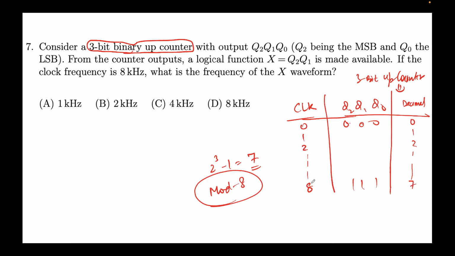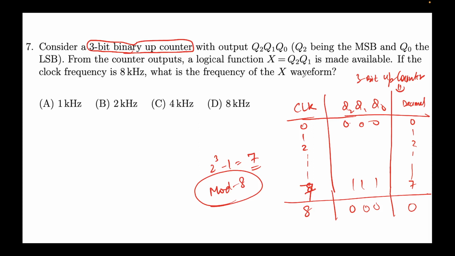I can say 7th clock because we put 0, 1, 2, 3, 4, 5, 6, 7. Yeah, if this is 0, then at the 7th it will be here, and at the 8th it will be 0, 0, 0 again, and the output will come out to be 0. As there are 8 clock cycles, right? The clock frequency is 8 kilohertz. So whatever clock is operating, it's operating at 8 kilohertz, which is the frequency of the x waveform.